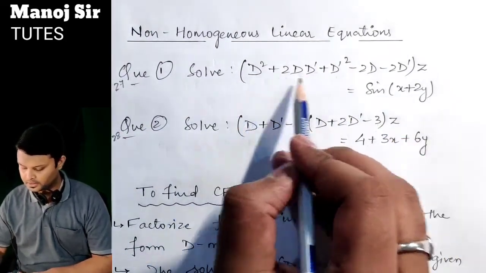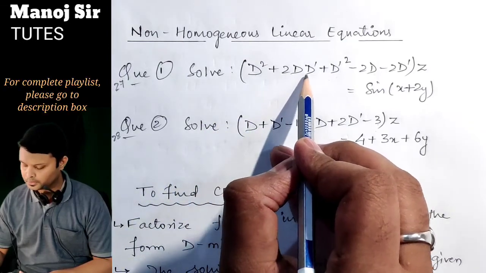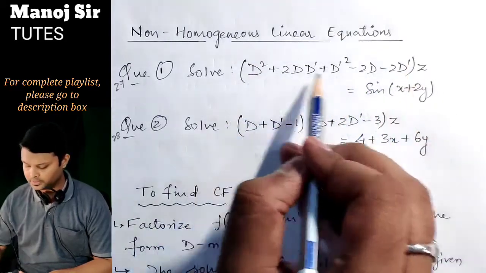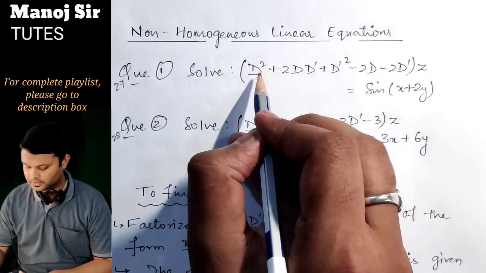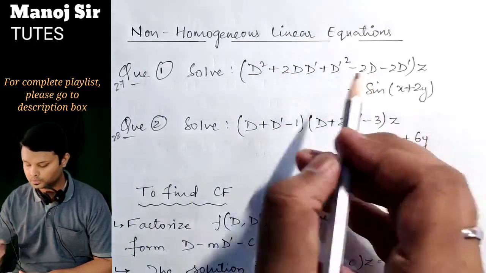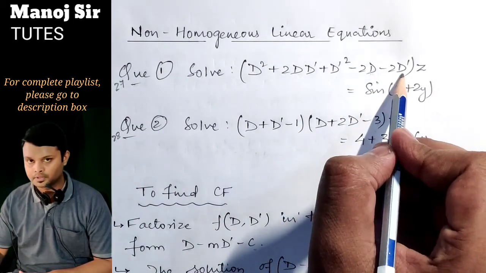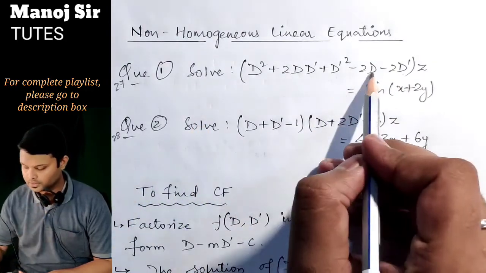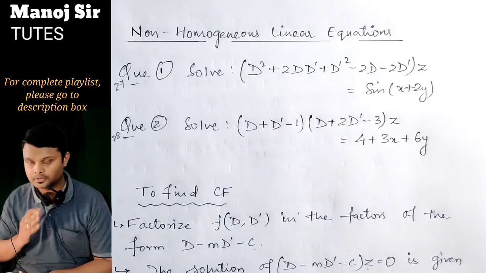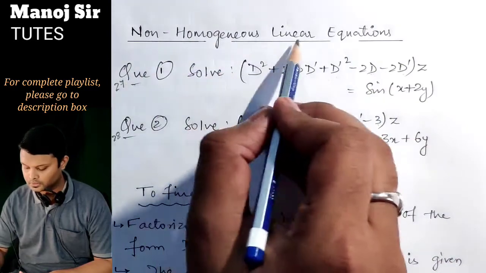Like here in the first problem you can see, we have a total of 5 terms, that is D square plus 2DD dash plus D dash square minus 2D minus 2D dash. Here in the first term the order of derivative is how much? 2. In the second term the order of derivative is again 2. In the third term the order of derivative is again 2. In the fourth and fifth the order of derivative is 1. So since the order of derivative is not the same in all the terms, we can say that this problem belongs to non-homogeneous linear equations.